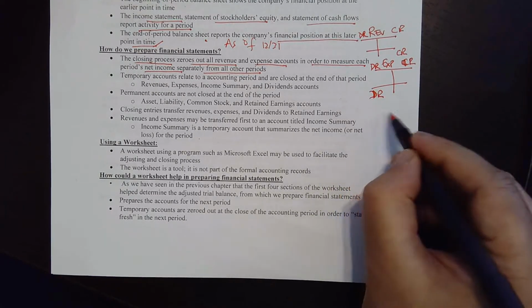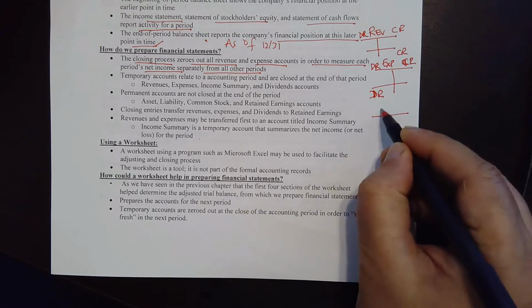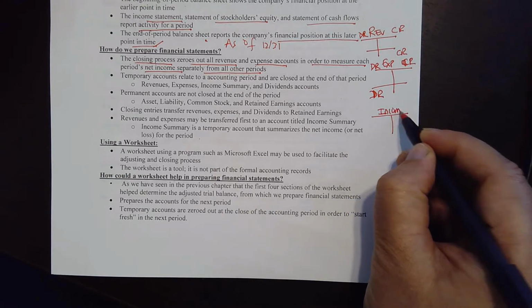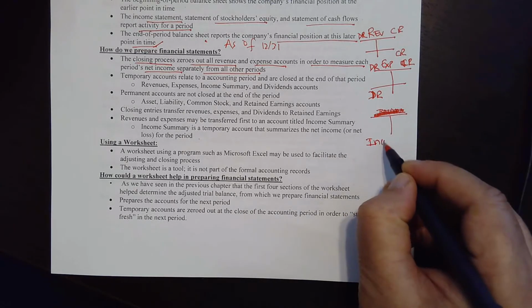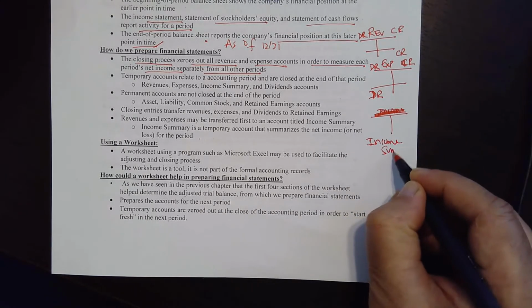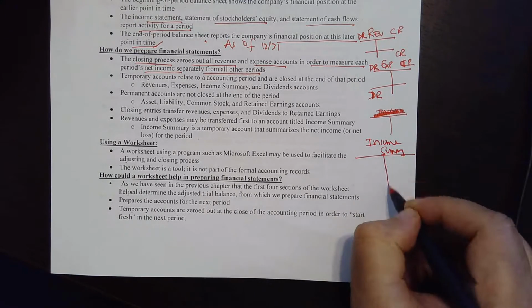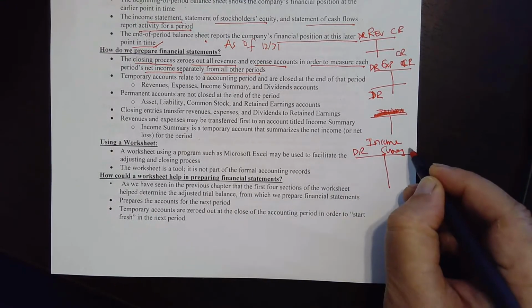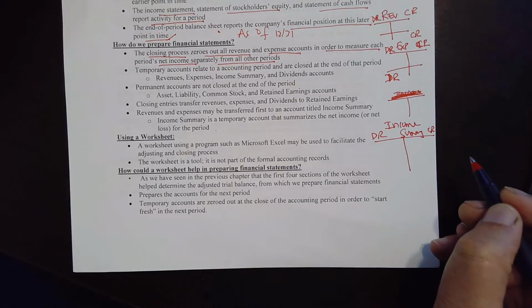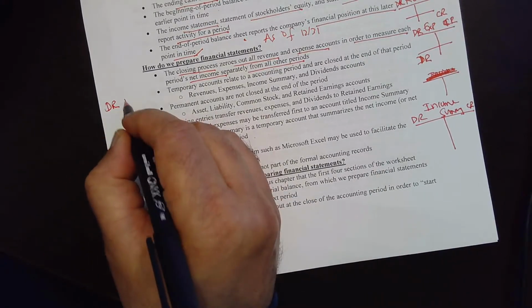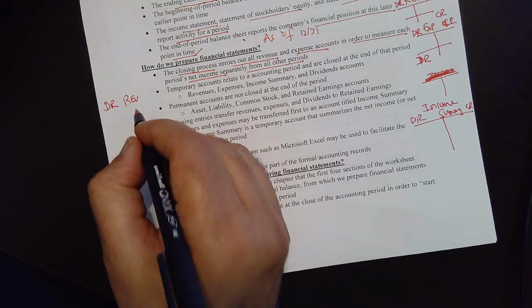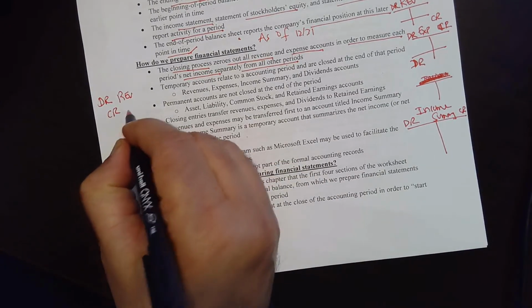We're going to make a new account, income summary. So let's make another one, income summary, and it also has a debit and we also have a credit. So what we're going to do here is we're going to say debit revenue. We're going to debit revenue and we're going to credit income summary.